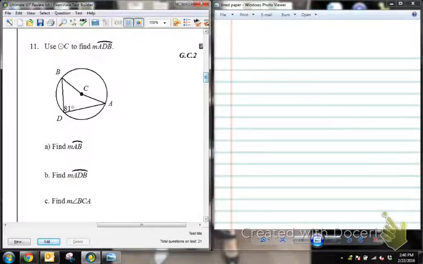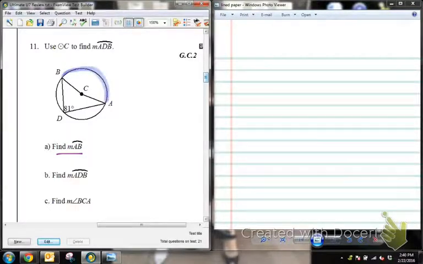Now again, it says use angle circle C to find the measure of angle ADB. That is one of 3 things we actually want you to find here. In part A, the first thing we're asking for is the measure of arc AB. So as soon as you see that symbol, remember that means arc. So arc AB is this one right here.